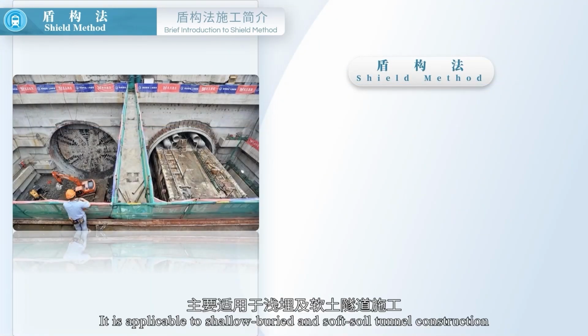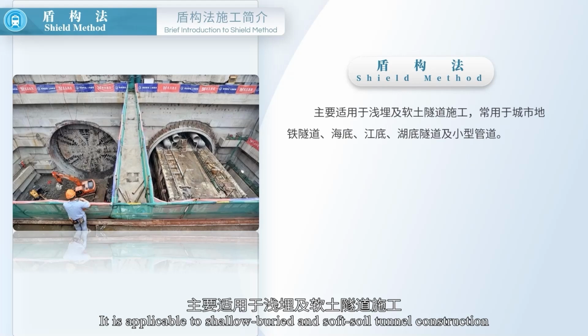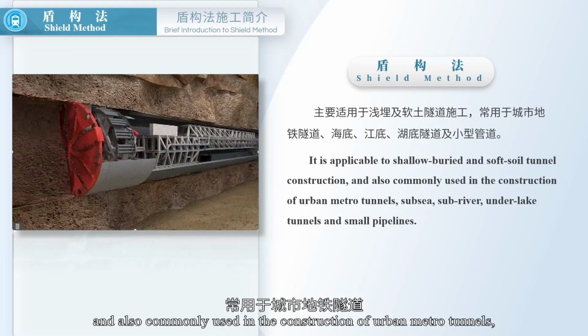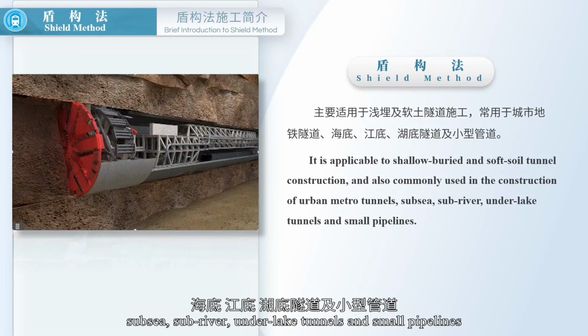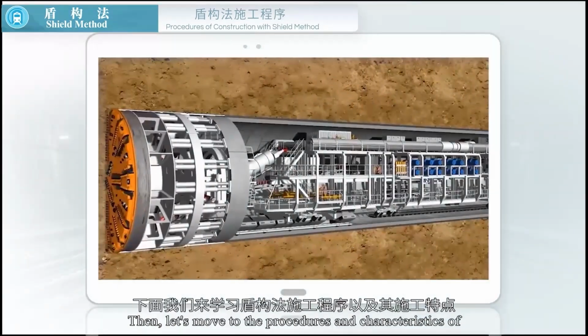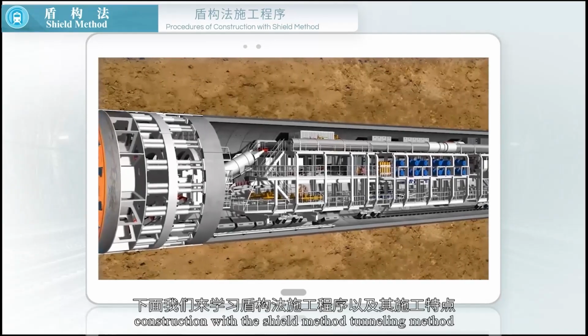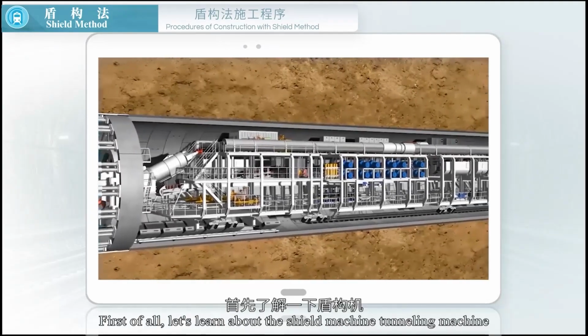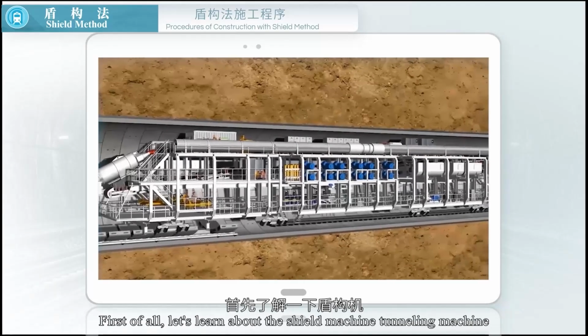The TBM tunneling method is applicable to shallow buried and soft soil tunnel construction, and is also commonly used in the construction of urban metro tunnels, subsea, subriver, underlake tunnels and small pipelines. Then, let's move to the procedures and characteristics of construction with the TBM tunneling method. First of all, let's learn about the TBM tunneling machine.